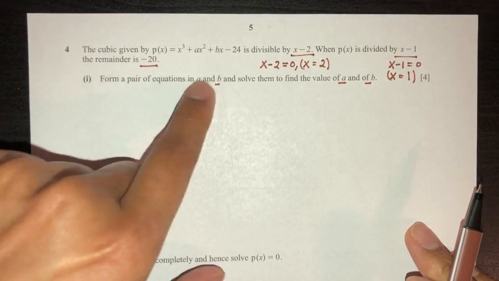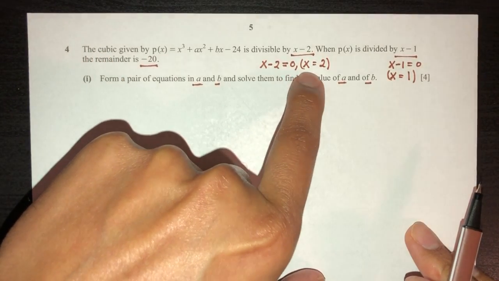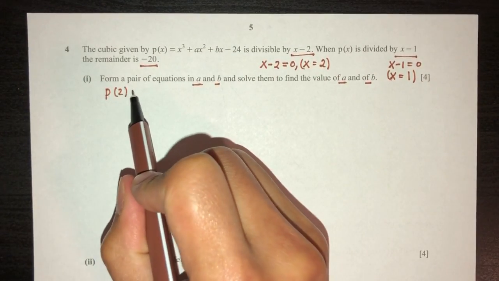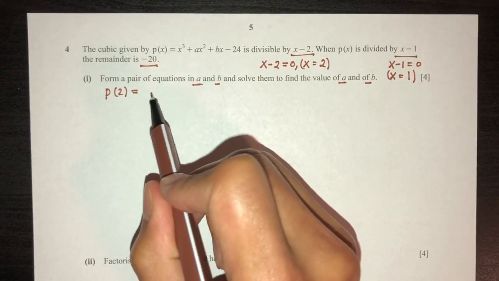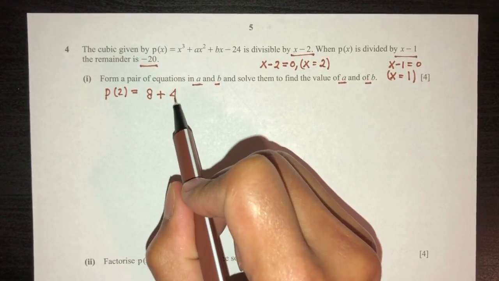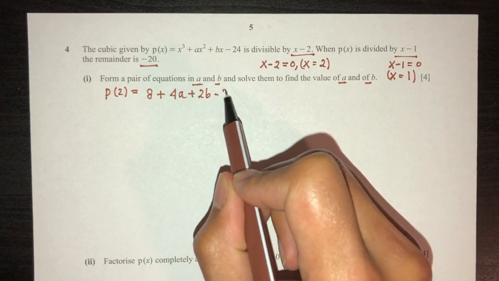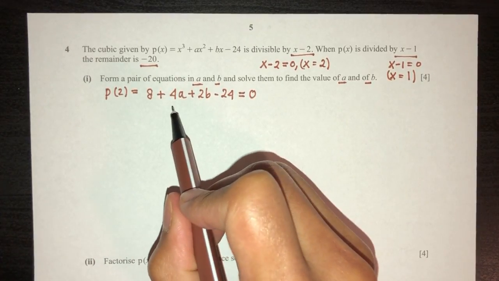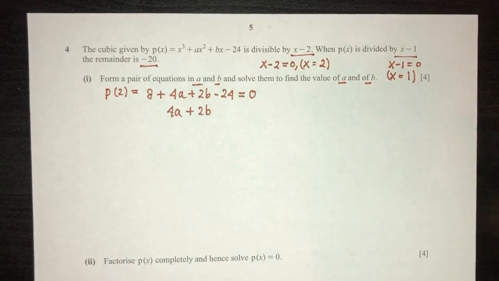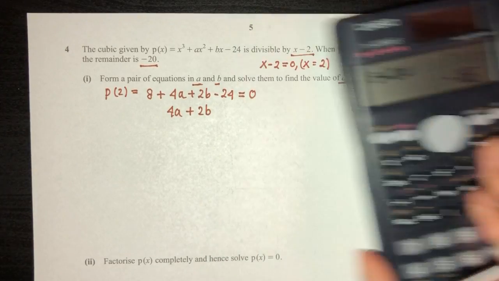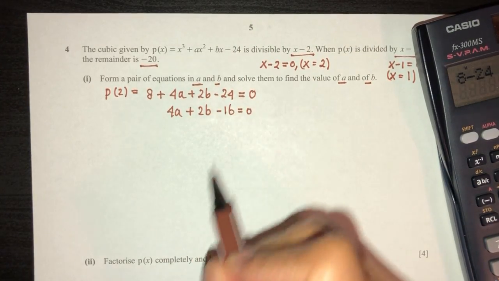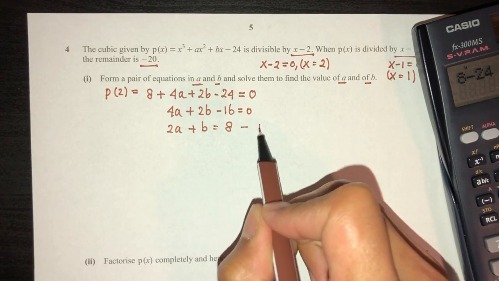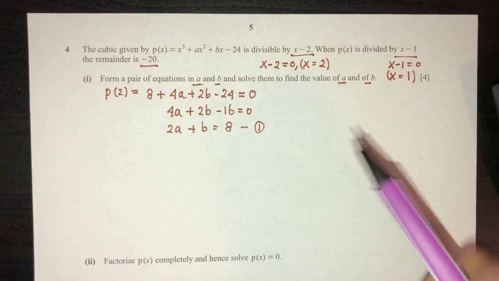Okay, step by step. So first part is this one, p of x, when x equal to 2, it is divisible. So it means that p of 2 is equal to, so 2 power 3 is 8, plus 4a, plus 2b minus 24 is supposed to give you 0. That's the first equation. Let's simplify. You will have 4a plus 2b. So what is 8 minus 24? That is minus 16, equals 0. Now divide by 2, you will have 2a plus b equal to 8. That is your first equation. Now how about this one?